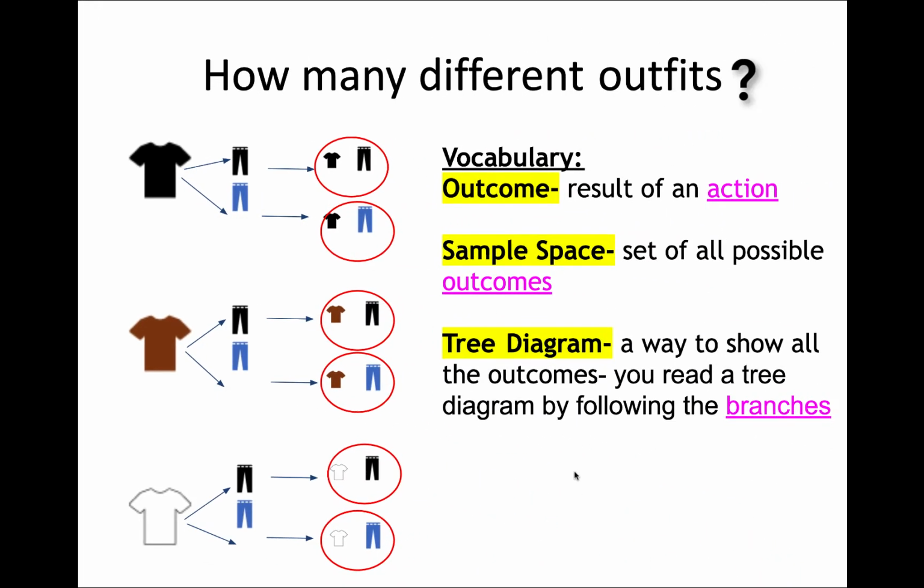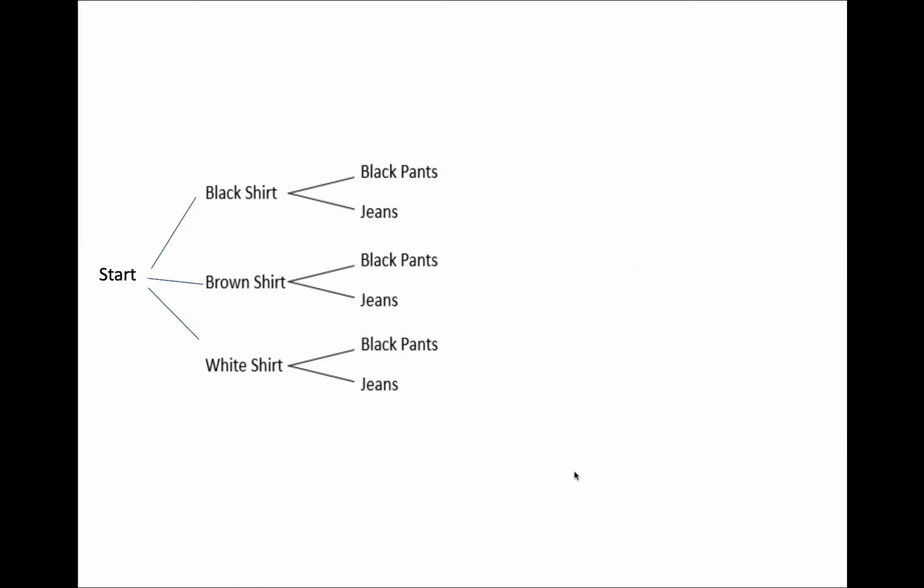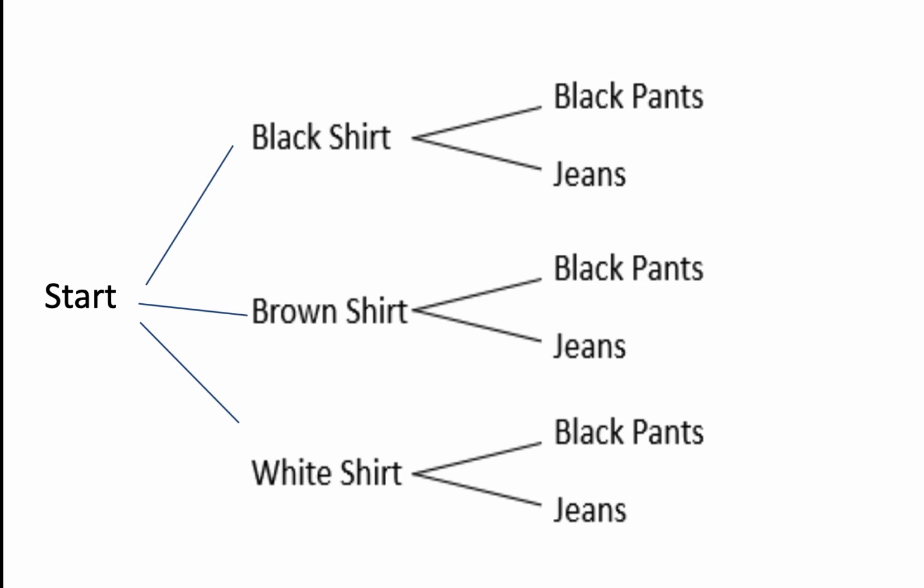Let's move to chunk 2 in our notes where we're going to focus on creating and reading a sample space. So here is that tree diagram, except this time it doesn't have pictures, right? It's the exact same event though of picking an outfit when you have 3 different shirts and 2 different pant options. So you'll see the word start in chunk 2. And then go ahead and put this tree diagram in your notes.